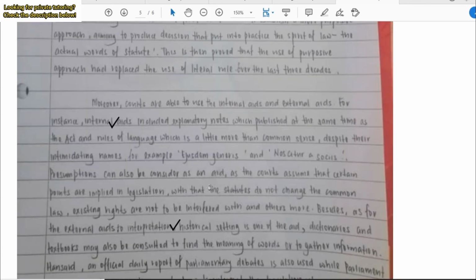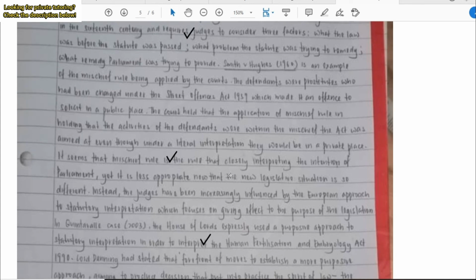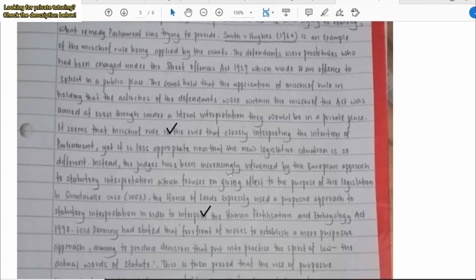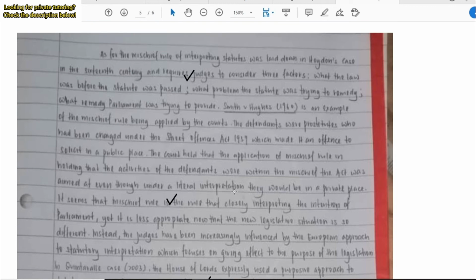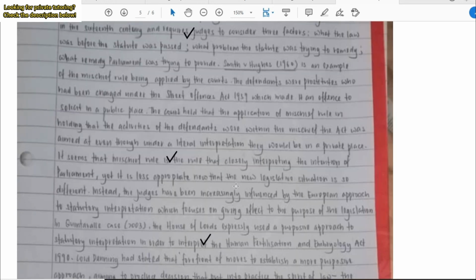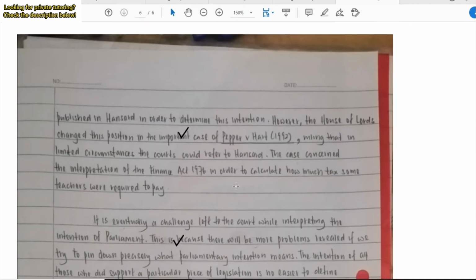This is fine, but then where's the mention of the purposive approach? Oh yes, here, and you didn't really separate them properly. It's like you merged it together with the discussion of the mischief rule. To me it doesn't look very nice, so try not to do it, because it's a separate point. When we talk about the mischief rule and the purposive approach, they are separate points.